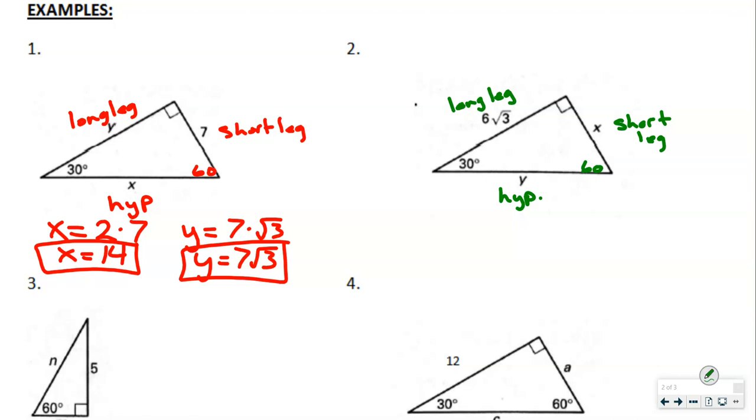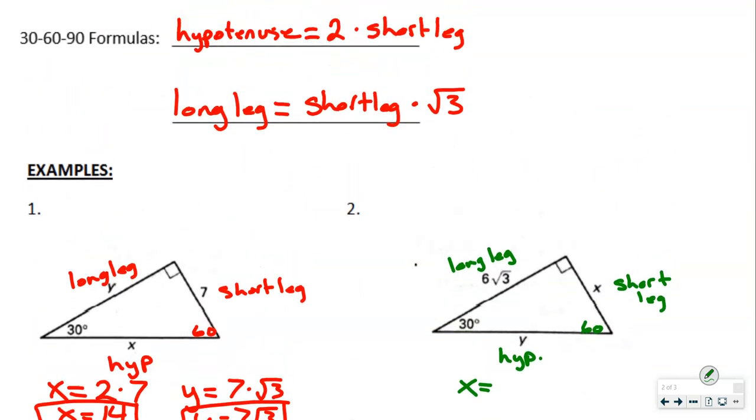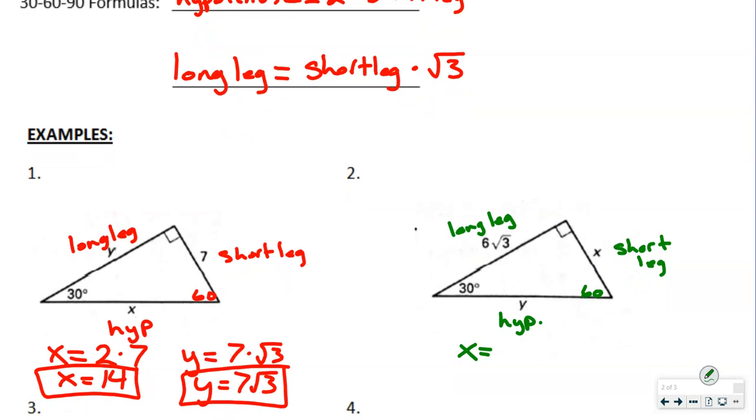All right, so we can solve for X and Y. If I solve for X first, I'm using my short leg. Sorry, I'm looking for my short leg. But our two formulas are only to help us solve for the hypotenuse and the long leg, right? But if I know either of those values, the hypotenuse or the long leg, then I can use that to still find the short leg. So we know what the long leg is. The long leg is 6 square root of 3.